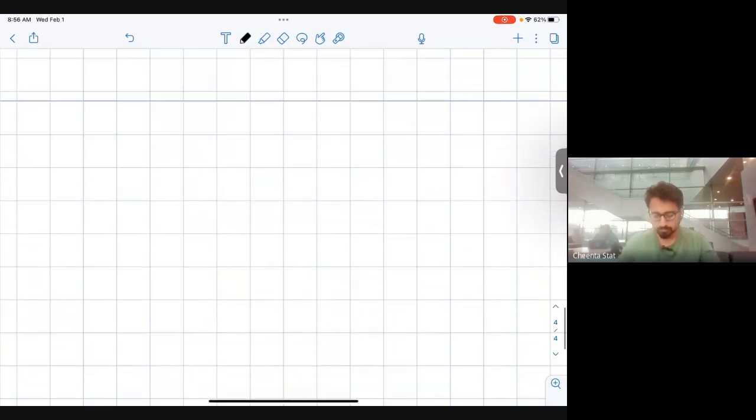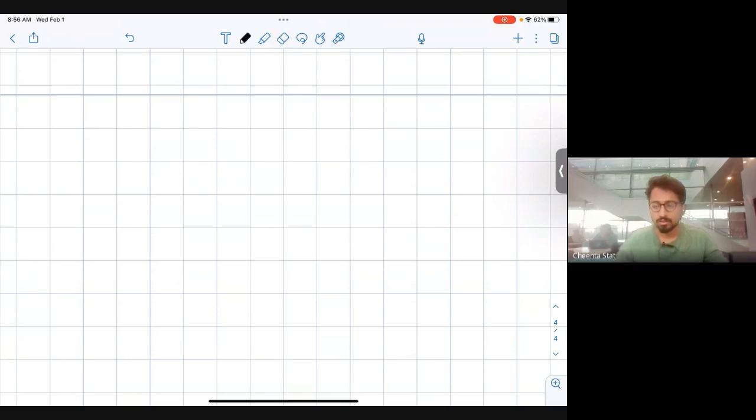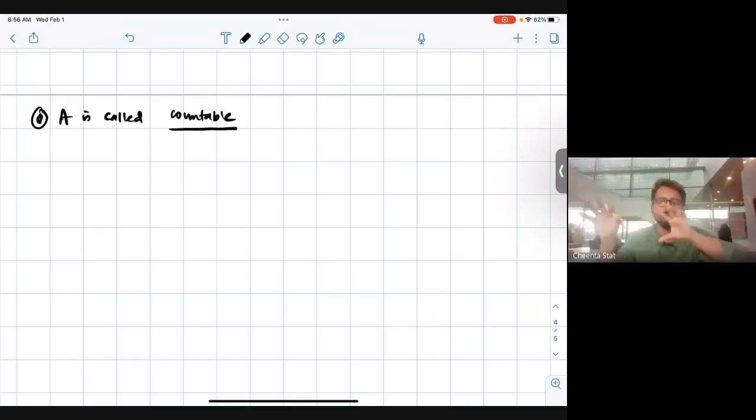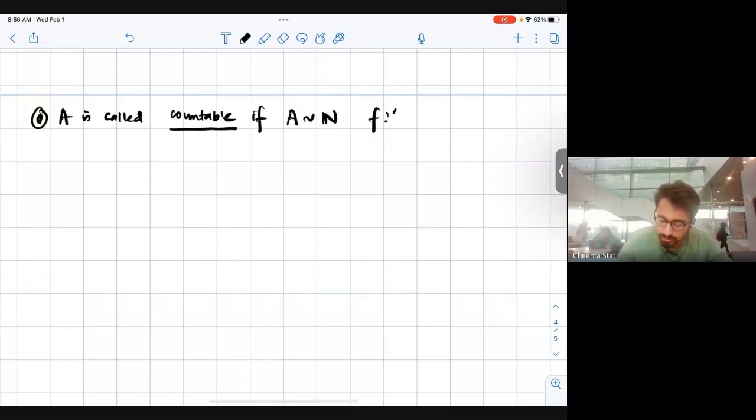Let's go ahead. What's a countable set? Countable set is very interesting. It's very simple though. A set A is called countable. You can understand from the name that you can count it in some way. If A is bijective to N, that means there exists a function f from natural numbers to A, and f is bijective.